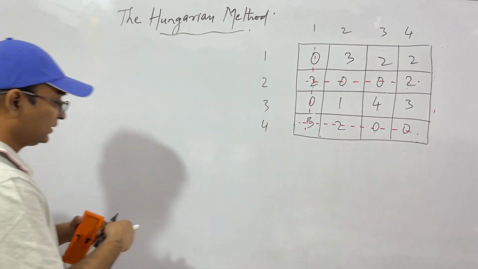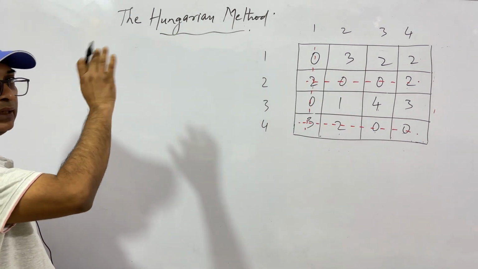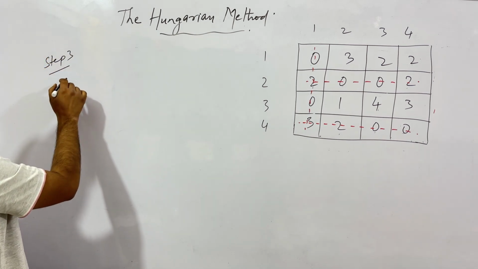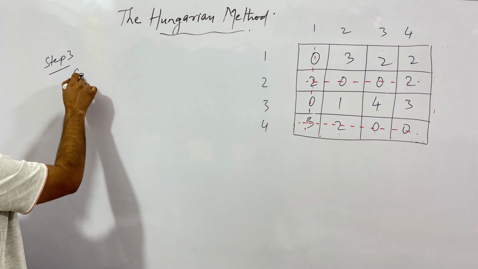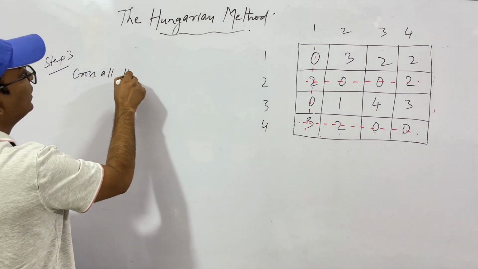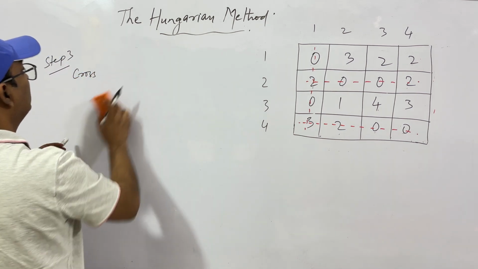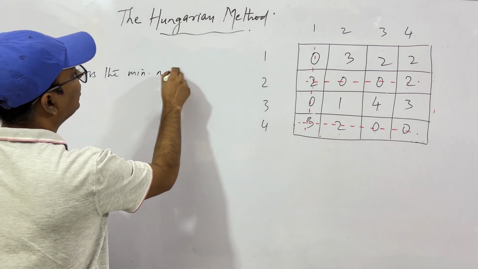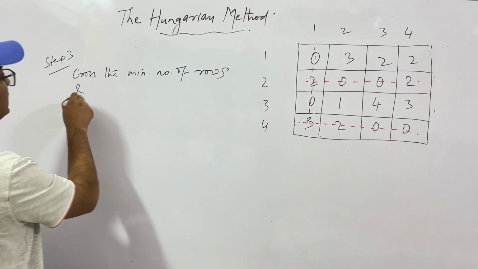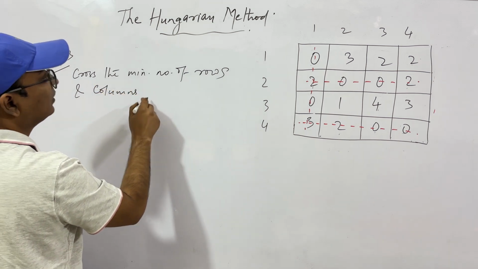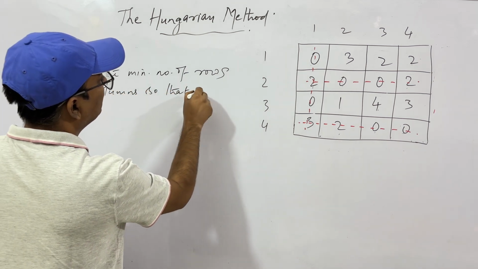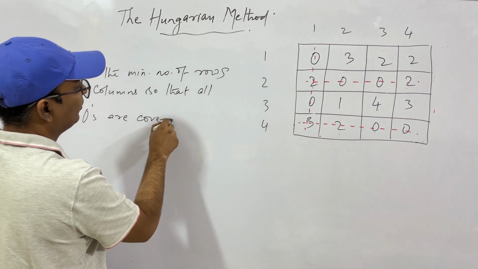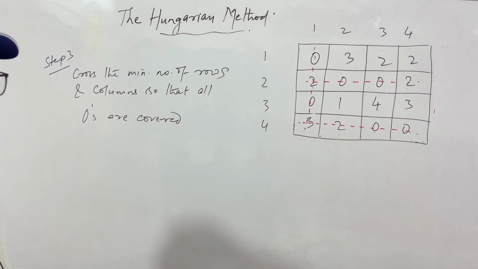Okay, clear? This is the first step. Up to that, we have written the steps. Now, let's say this is step 3. So what we do? Cross the minimum number of rows and columns so that all zeros are covered. Okay, this is the first step.